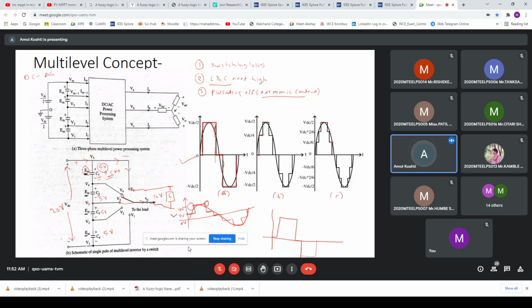Okay, what we have done is we have chopped this waveform in this way. Just try to understand this. Then again, from this we have chopped this in this way. Now you will get the answer from this. So here, this is a three level inverter.